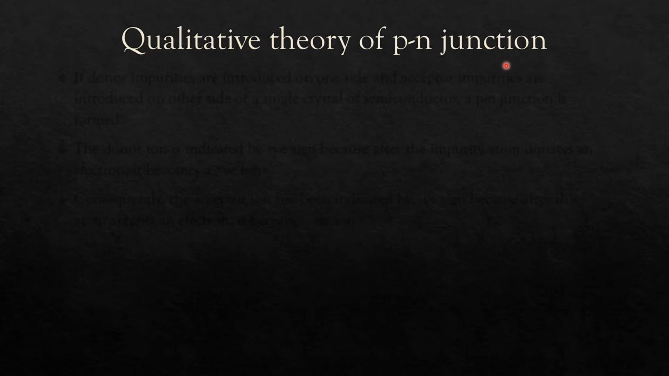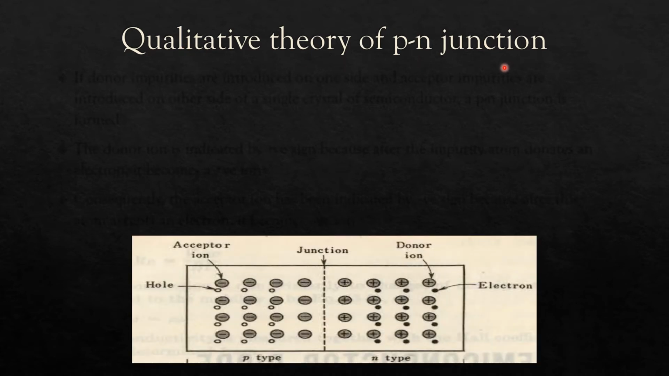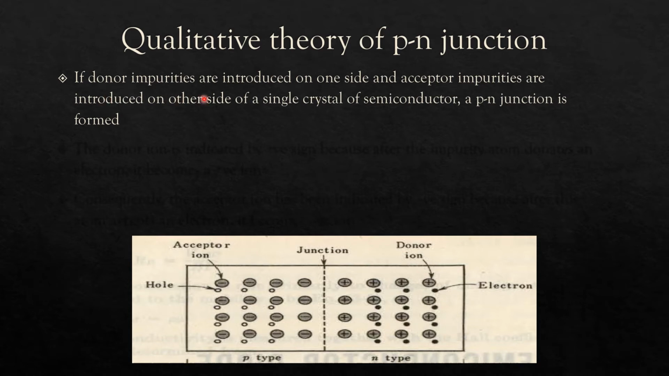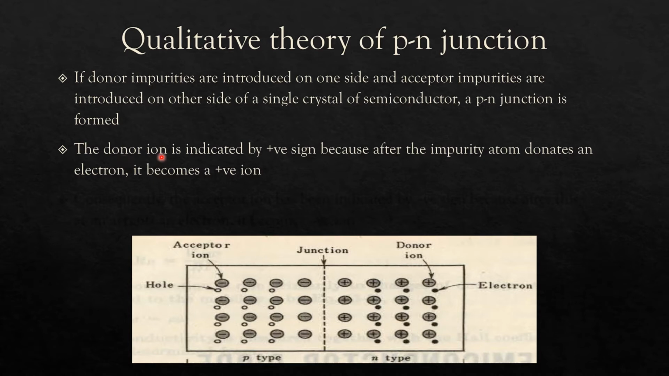Qualitative theory of the p-n junction. If donor impurities are introduced on one side and acceptor impurities on the other side of a single crystal of semiconductor, a p-n junction is formed. The donor ion is indicated by the positive sign. So these are the donor ions, indicated by the positive sign, because after the impurity atom donates an electron, it becomes a positive ion.